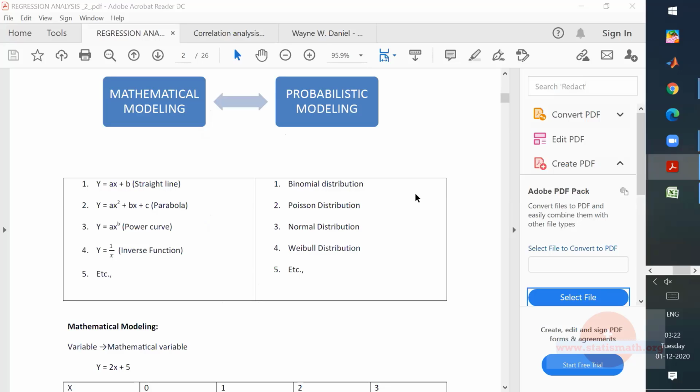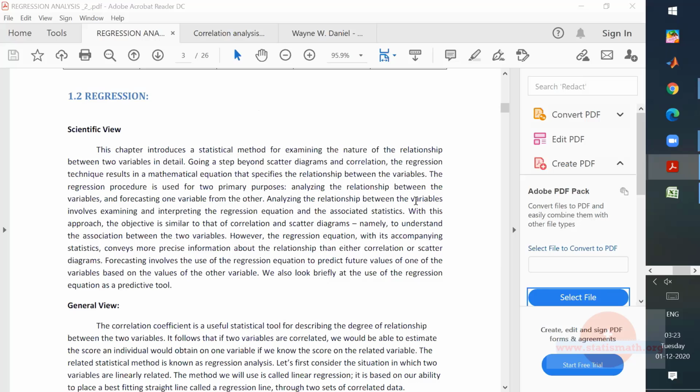And then this is the straight line equation, this is the parabola or quadratic equation, this is the power equation, and this is the inverse function and so on. So these are some different examples of mathematical models which are solvable, and you'll get a definite answer. Whereas this one is totally probabilistic. A lot of random components are involved in this. It's not straightforward sometimes.